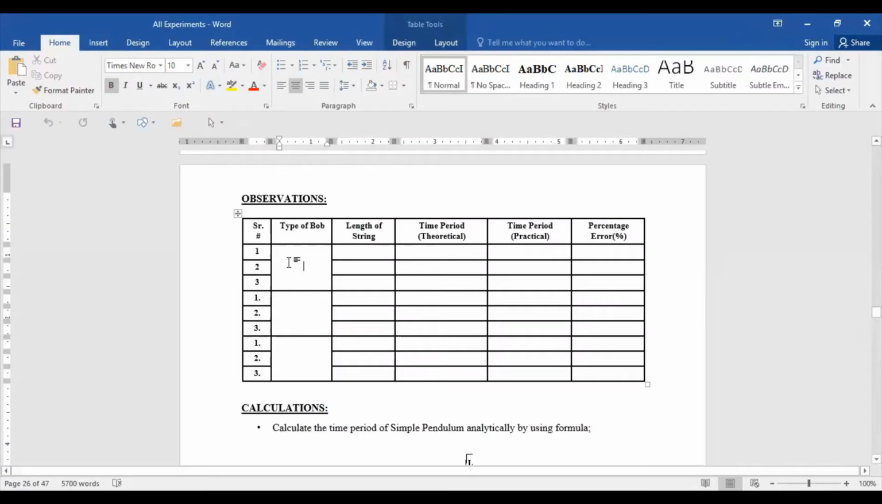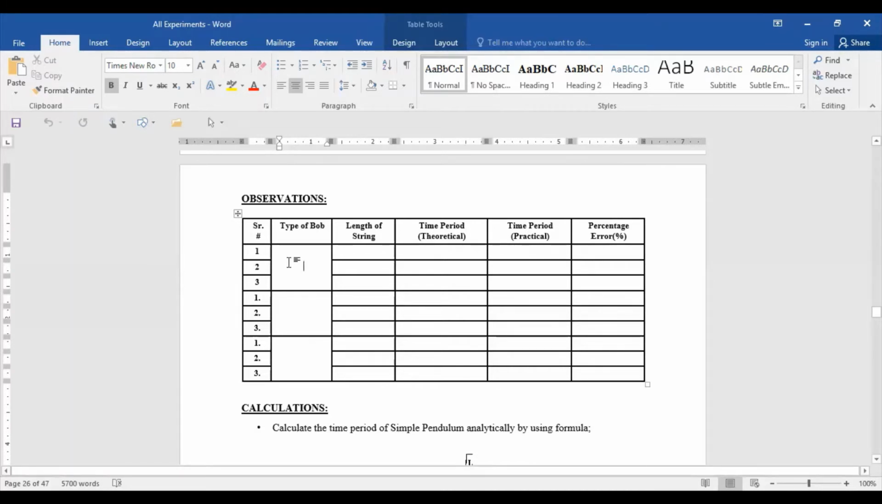In this experiment, this is basically the simple pendulum experiment. You have 3 different types of ball: one is the big steel bob, the second is the small steel bob, and the third one is the wooden bob. So what you have to do is take different lengths of the string, and find out the time period theoretically and practically, and finally you have to find out the percentage error as well. Then you have to plot the graph between the length and the time period.